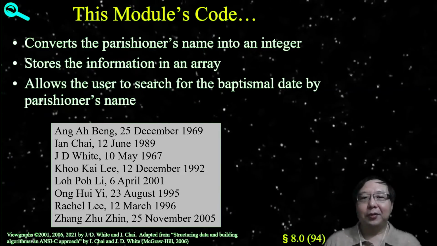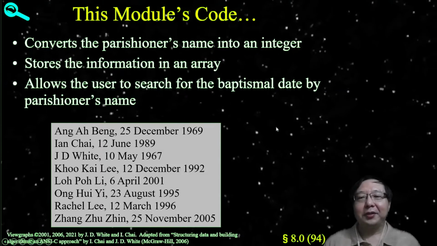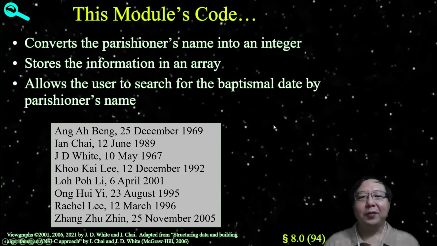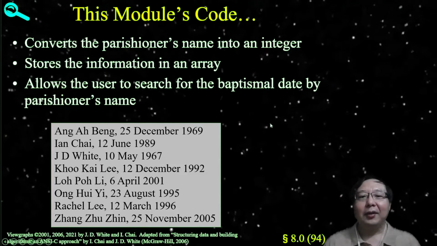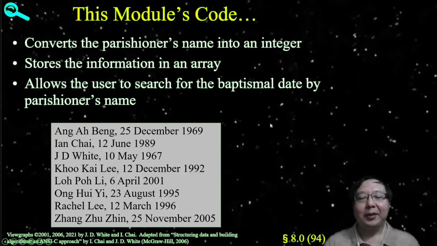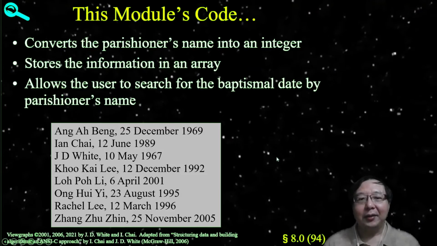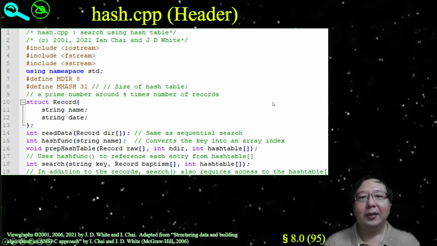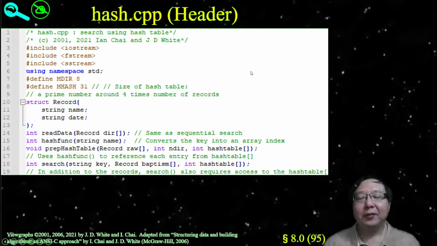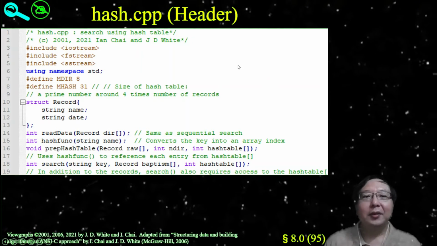So in this module's code, we convert the parishioner's name into an integer and store the information in an array and allow the user to search for the baptismal date by the parishioner's name. So we're going to use the same sample data here. And here is the code for this hash function.